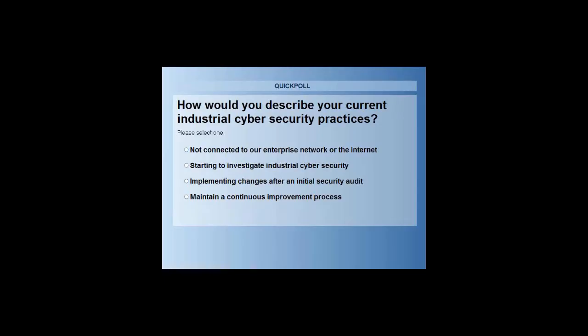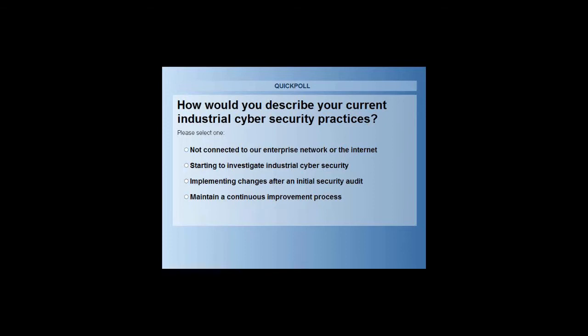And that brings us to our second poll question. How would you describe your current industrial cybersecurity practices? Are none of your devices connected to the enterprise network or internet? Are you just starting to investigate industrial cybersecurity? Are you implementing changes after an initial security audit? Or do you currently maintain a continuous improvement process around cybersecurity?